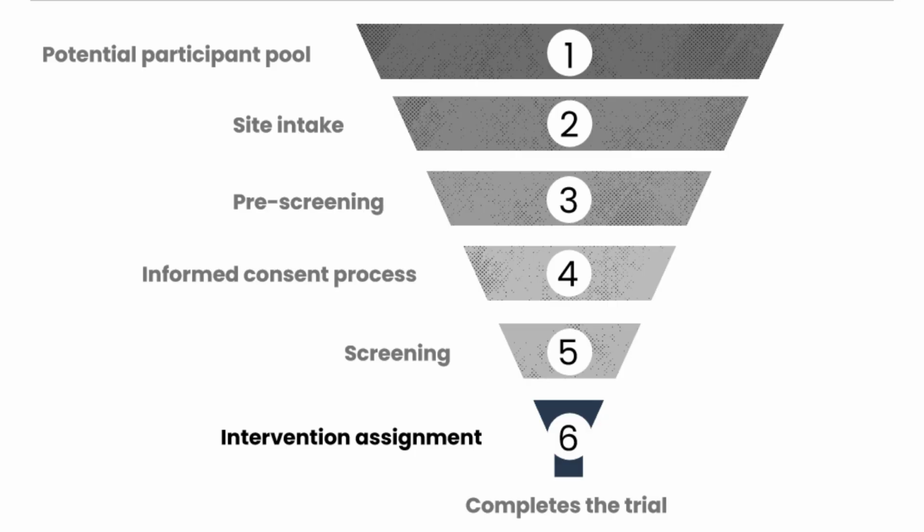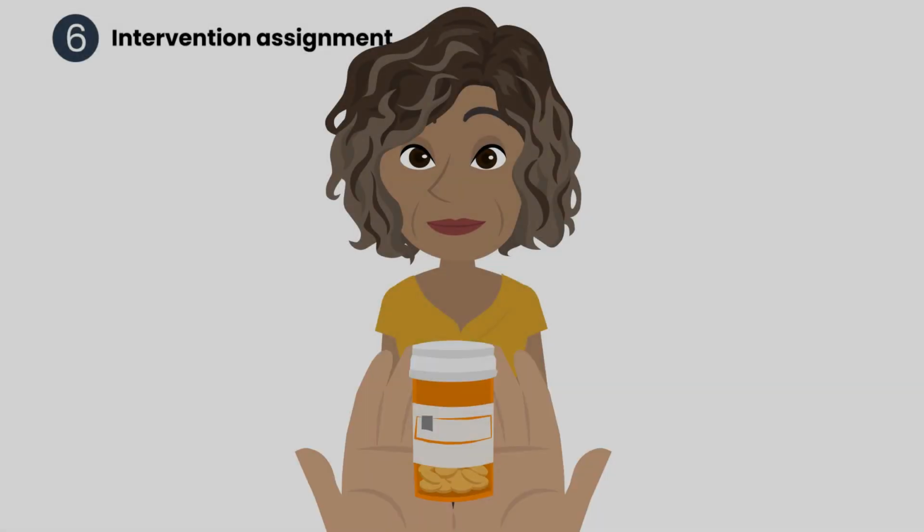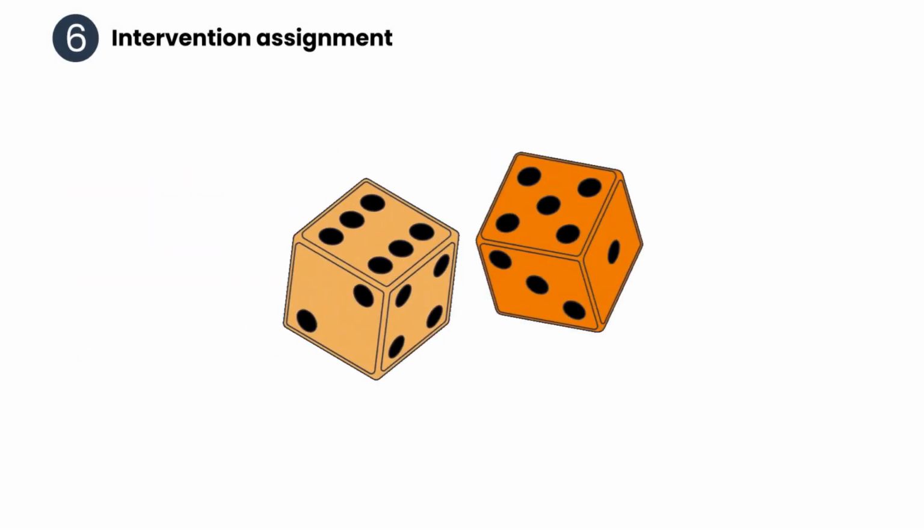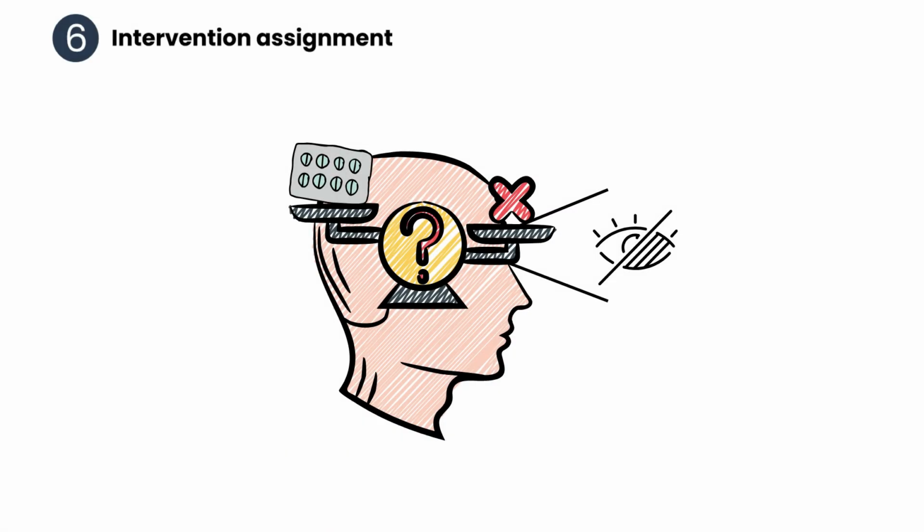Step 6. Intervention assignment. Once a participant is enrolled, they are assigned to an intervention. The intervention may or may not be randomized depending on the study protocol. Randomized studies usually are blinded to prevent bias, which can affect the results of the study. Bias can occur when a participant or researcher knows which group a participant is in.